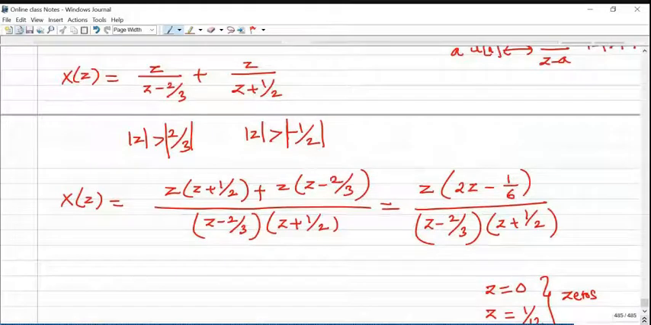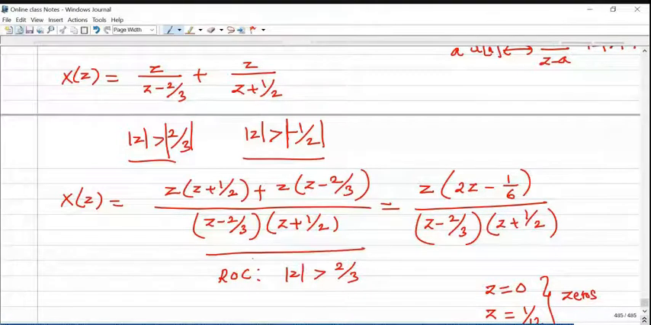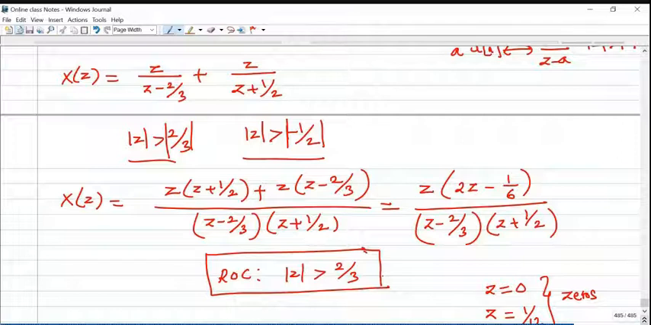Okay. So region of convergence: z greater than 2/3, and here also z greater than 1/2. So you can write the region of convergence as outside of the outermost circle. So ROC: modulus z is greater than 2/3. Both conditions have to be satisfied, so we select the ROC outside of the outermost pole.